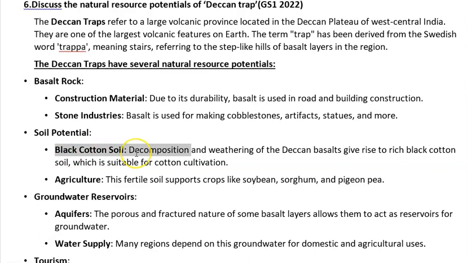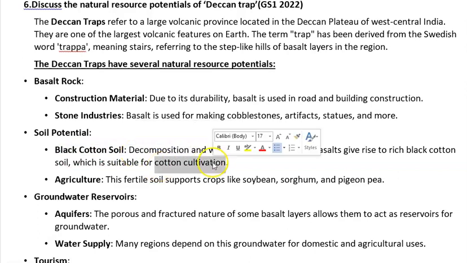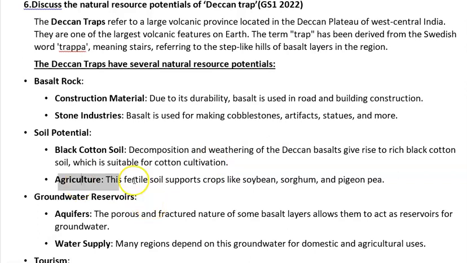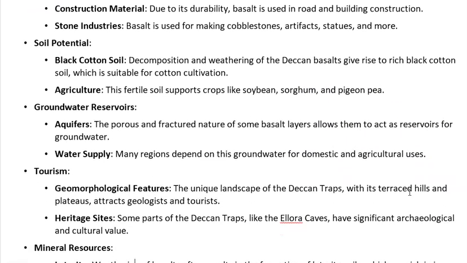So black cotton soil, due to the weathering of this particular basalt rock, can be used for cotton cultivation. Then this particular black cotton soil supports soybean, cotton, sorghum, groundnut, etc. Okay, so cotton, soybean, sorghum, remember such points.